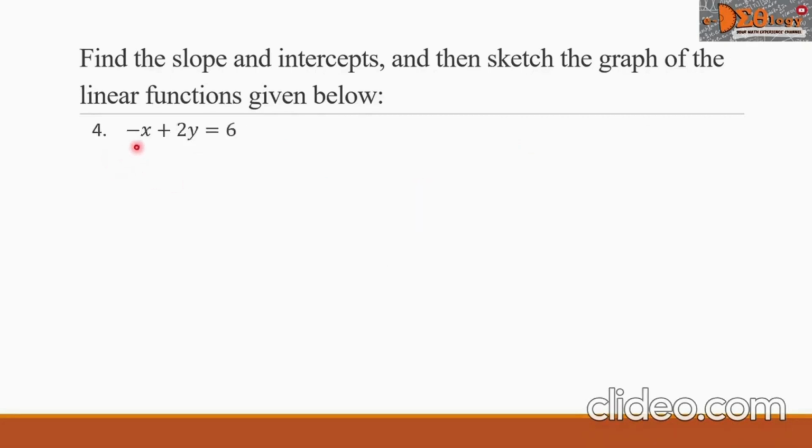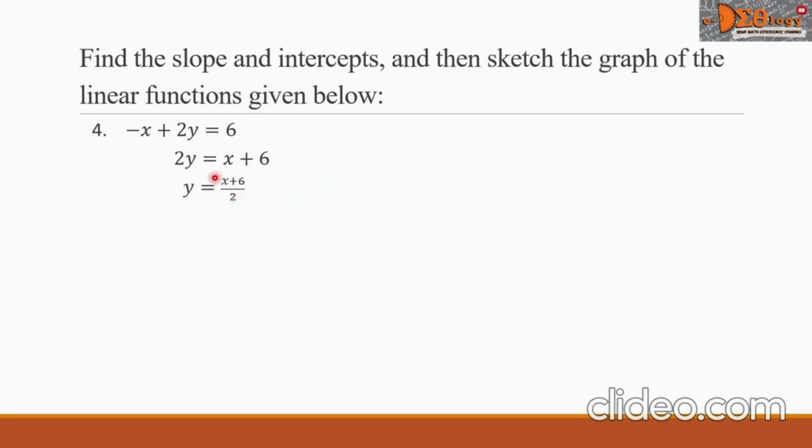Example 4, negative x plus 2y equals 6. Let us isolate here the y. That means negative x we transpose to the right. The negative x becomes positive. So we have now 2y equals x plus 6. Then we divide this equation by the coefficient of y, which is 2. If we do that, this coefficient 2 will come as denominator of the right side. So we have y equals x plus 6 all over 2.